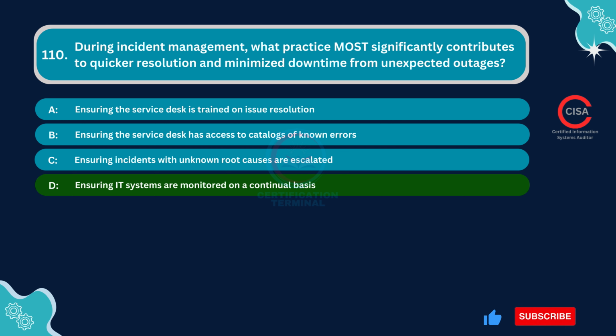Continuous monitoring allows for early detection of potential incidents. This enables the IT team to react quickly and address issues before they escalate into major outages, minimizing downtime. By proactively identifying potential problems, IT teams can take steps to mitigate them or address them quickly, minimizing the impact on users and reducing downtime from unexpected outages.